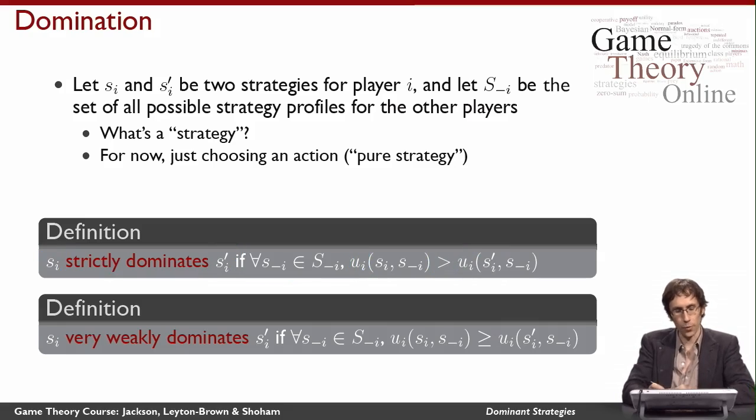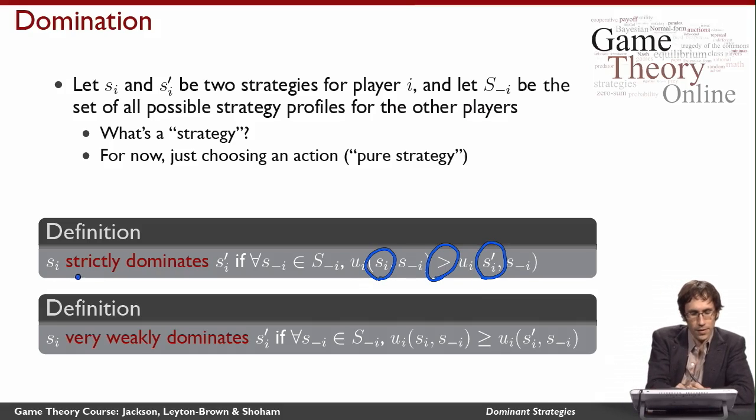So, in other words, it might matter to player i what everybody else does. That might affect his utility. But it will always be the case that he's happier when he plays s_i than he is when he plays s_i prime. And in fact, he's strictly happier because we have a strict inequality here. So he's going to get strictly more utility by playing s_i than by playing s_i prime. That means that s_i strictly dominates s_i prime.